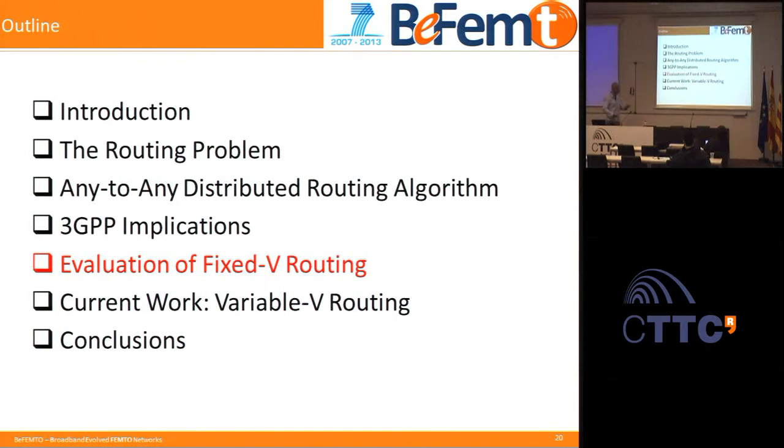So I think this may be related with your previous question, Misha, because as we will see, depending on the number of flows that you inject to the all-wireless network of femtocells, having a fixed V parameter in the network for all the home node Bs is not a good policy. So we will see afterwards our current work on this variable V algorithm.